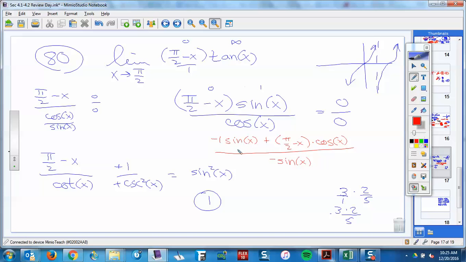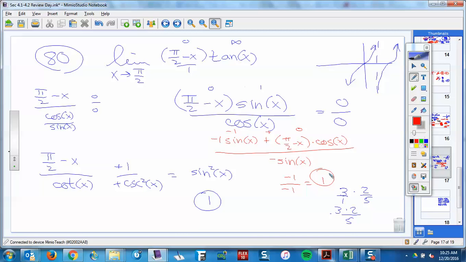Sine of pi halves is 1, so we get -1. Put a pi halves in here, we get 0, so we get -1 on top. Sine of pi halves is 1, -1. Simplifies it. So either way is fine.